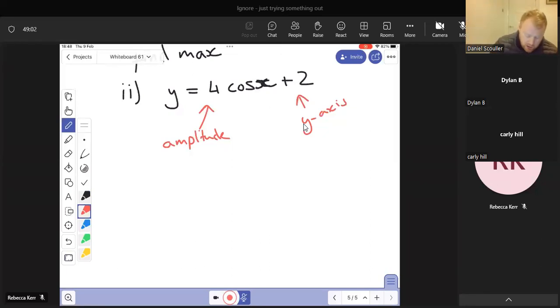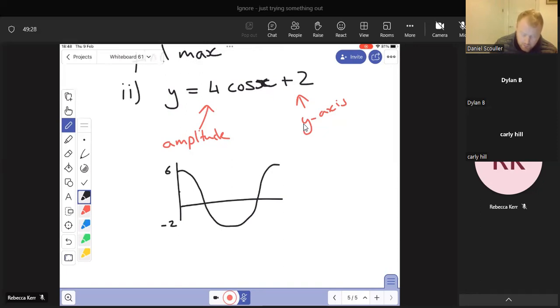So if we were to sketch that out, the cos graph would look something like that. The maximum would be 6. Take that back. Look at that. The maximum would be 6, and the minimum would be -2.